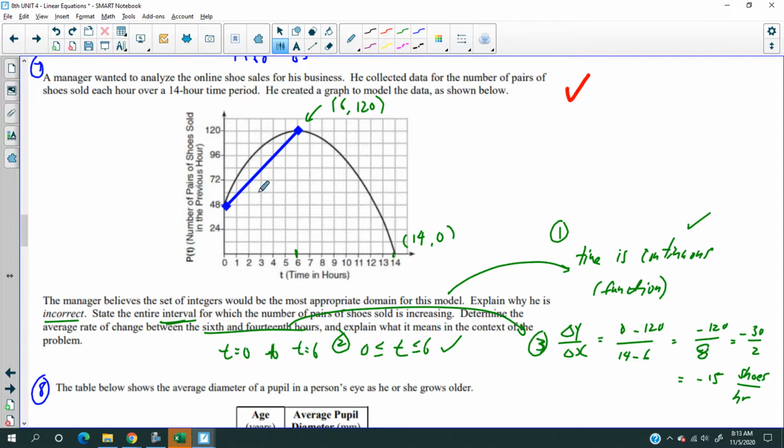3 is, I mean, look at this, 4 parts. I have to find between 6 hours and 14 hours, so I just wrote down the points. Please do that. And then I did 0 minus 120 over 14 minus 6. And then I figured it was negative 15 pairs of shoes per hour, and then explain what it means in the context. This is how you can explain it. You can explain that the rate of change in the shoe sales per hour is decreasing from t equals 6 to t equals 14. Okay, you can say it like that.